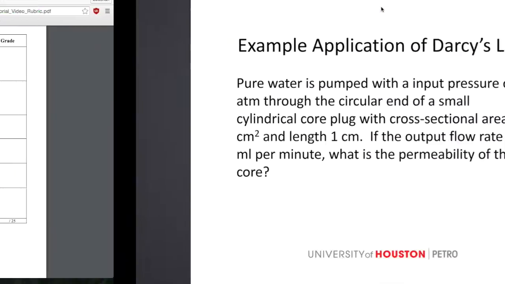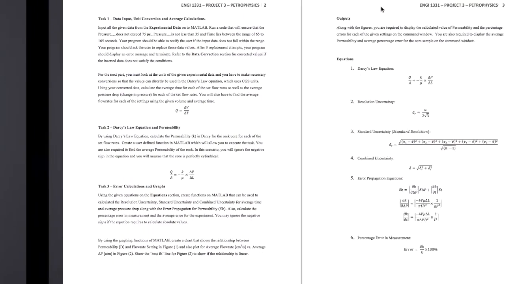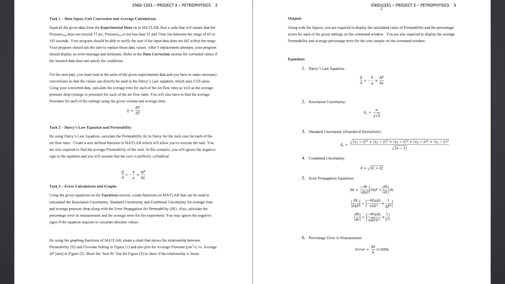This is the project for group 3. We were given petrophysics. Task 1, we had data input, unit conversion, average calculations, where we basically were given experimental data, which we put into our script, and we asked the user to correct data which was outside of the ranges that we needed. We also calculated a few values which were used later on in task 2, which was Darcy's law equation and permeability.